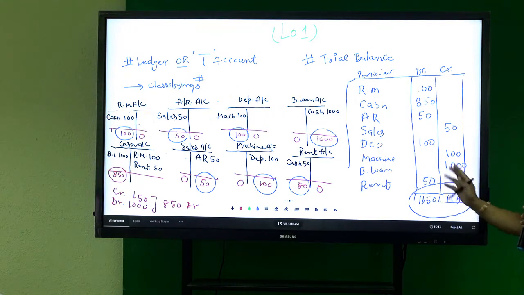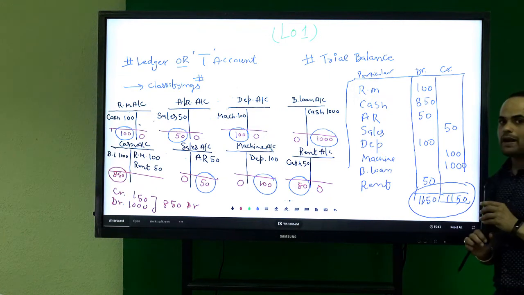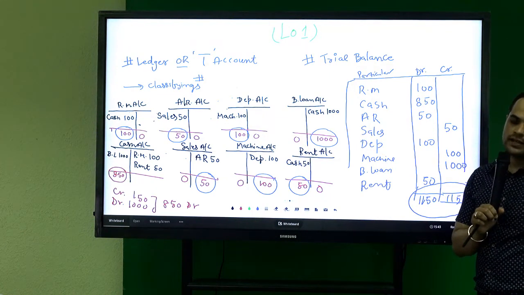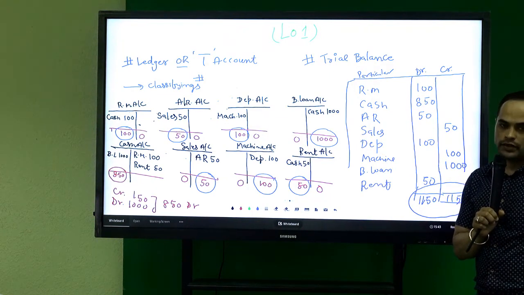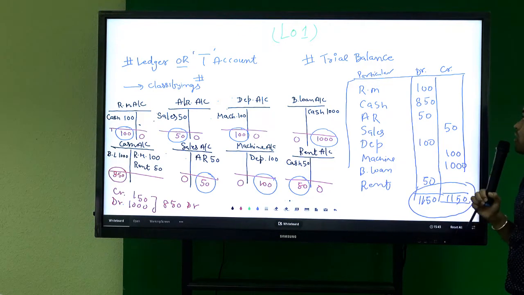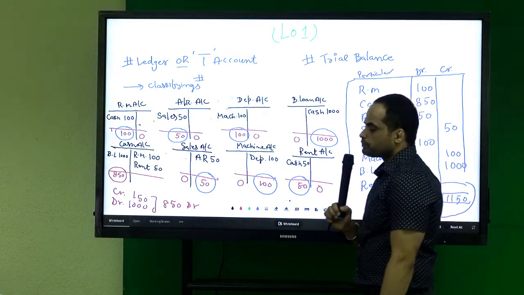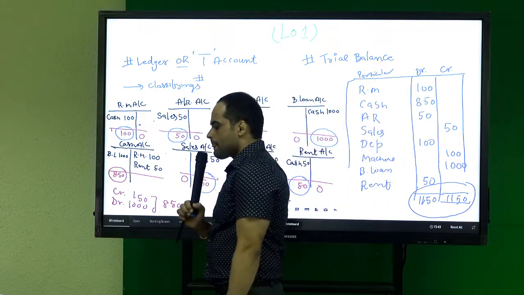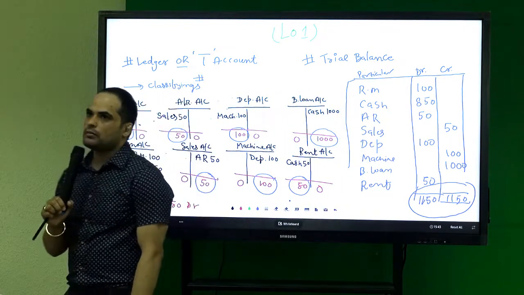So we didn't make any kinds of arithmetic or mathematical mistakes. Alright? So that's all about your trial balance. Right? So trial balance is finished. Learning outcome one is finished.